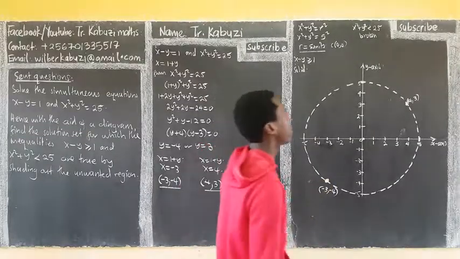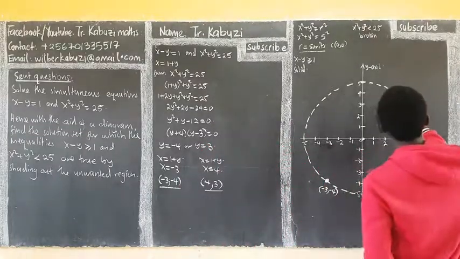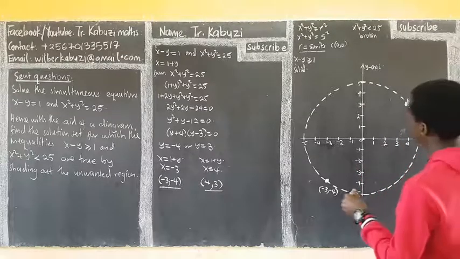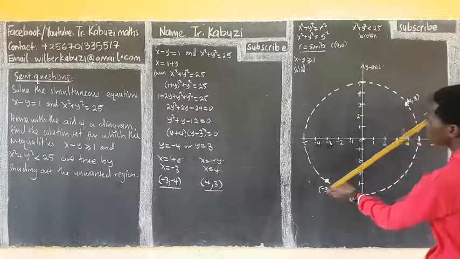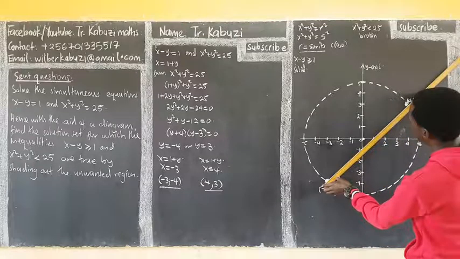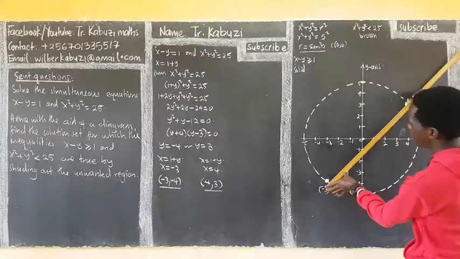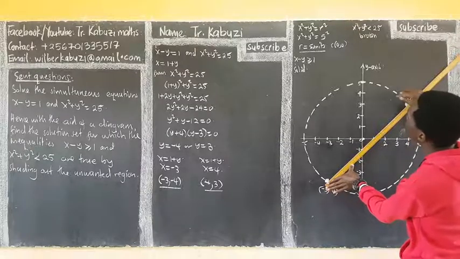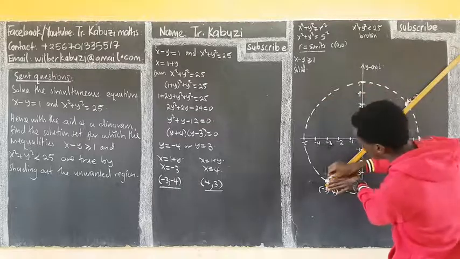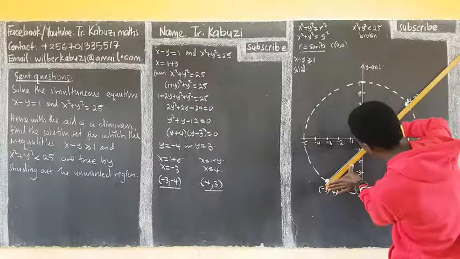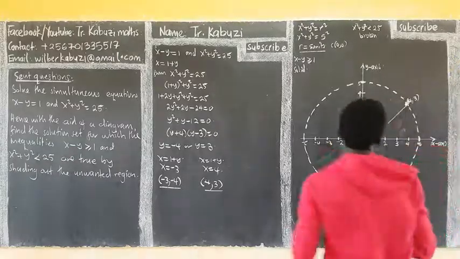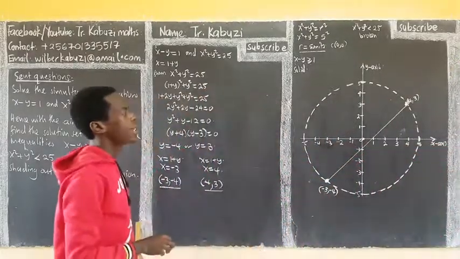This is 5, negative 3, and this is our 4. Negative 3, 4. This is our 4, 3. But remember, we have this line. So now I draw this line. For this line, the case is that it's going to be solid. So I draw it like that, then like that. So that is now my solid line there.